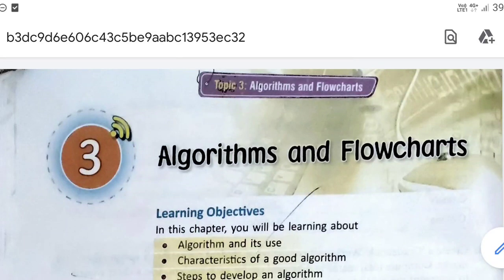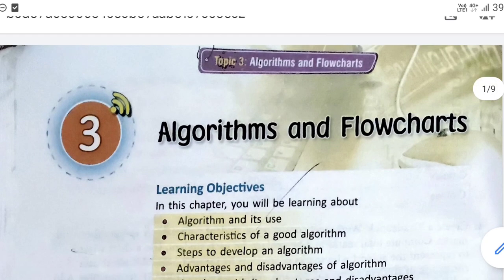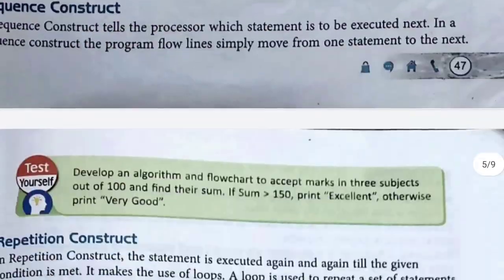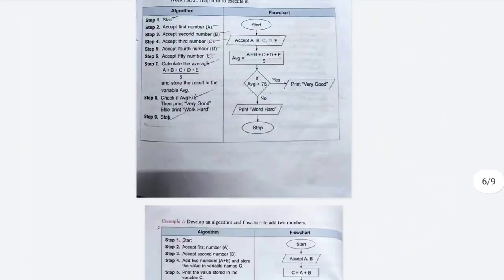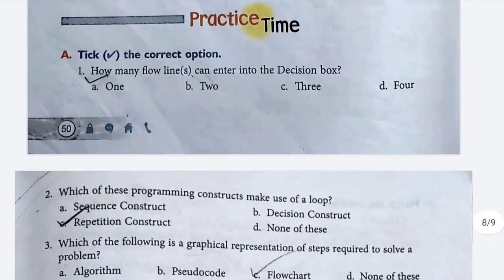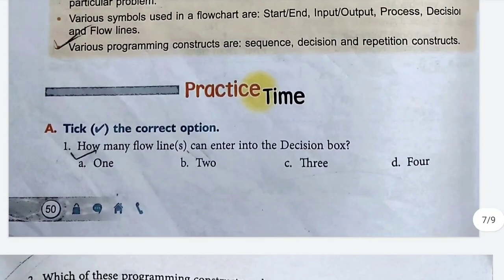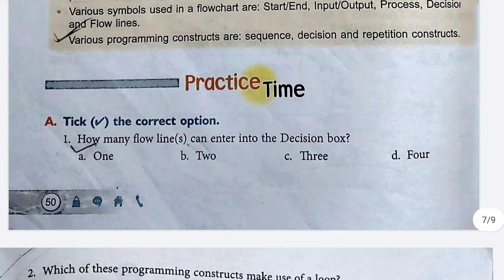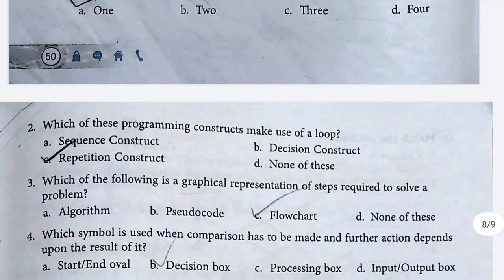We are going to discuss the exercise of chapter 3, Algorithm and Flowchart, of the book Logon to Computer for class 8. So let us move towards the exercises. Practice time. Number A is pick the correct option given below. Number 1 is how many flow lines can enter into the decision box? Only one line can enter into the decision box, so the correct option is A, 1.